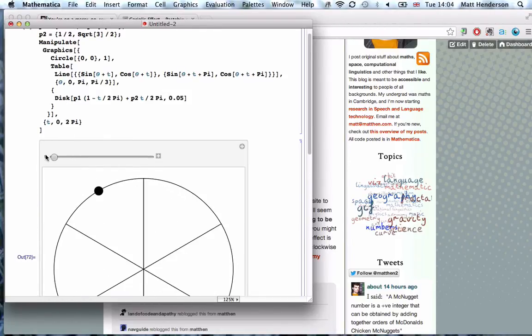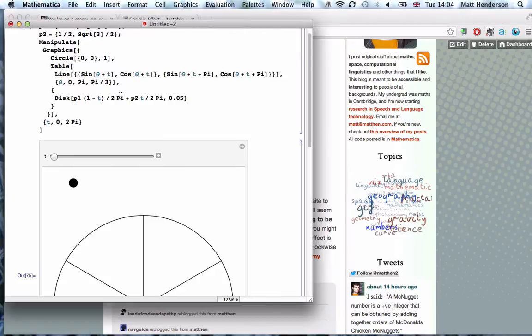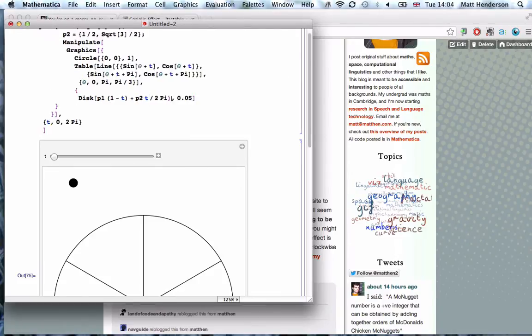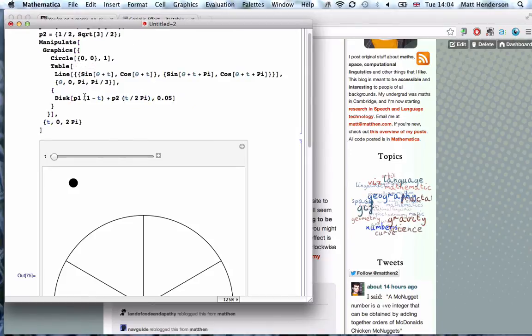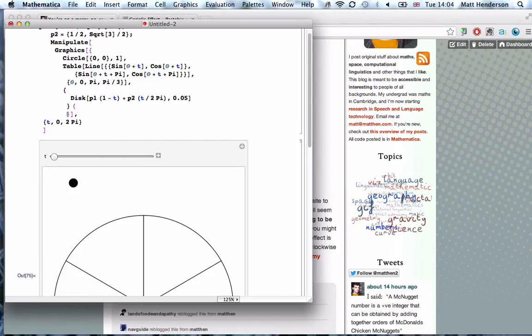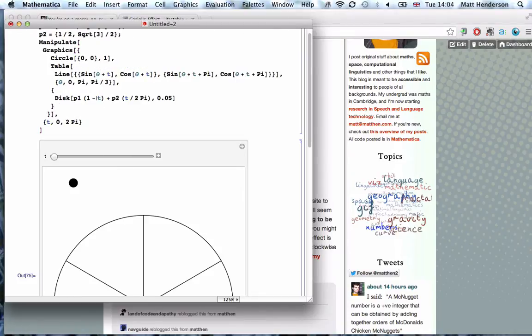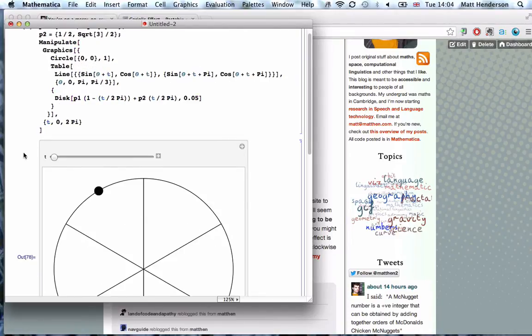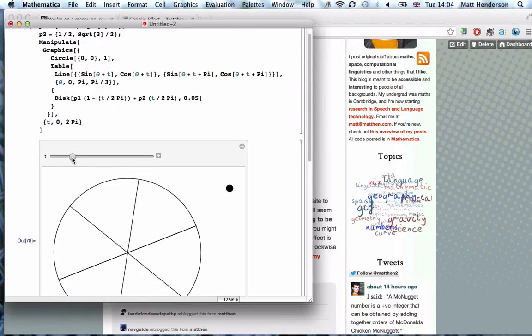So how do I do that? 1 minus t over 2 pi. No. T needs to, I should have done it right. Were my brackets wrong? No. A bit confused. 1 minus t, 2 over 2 pi.